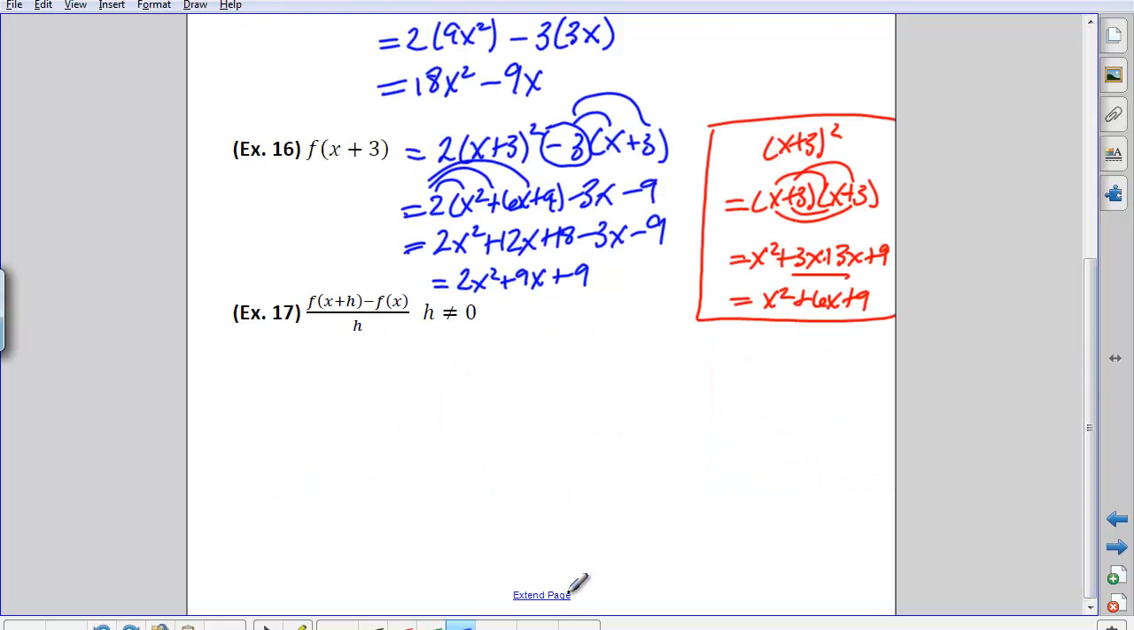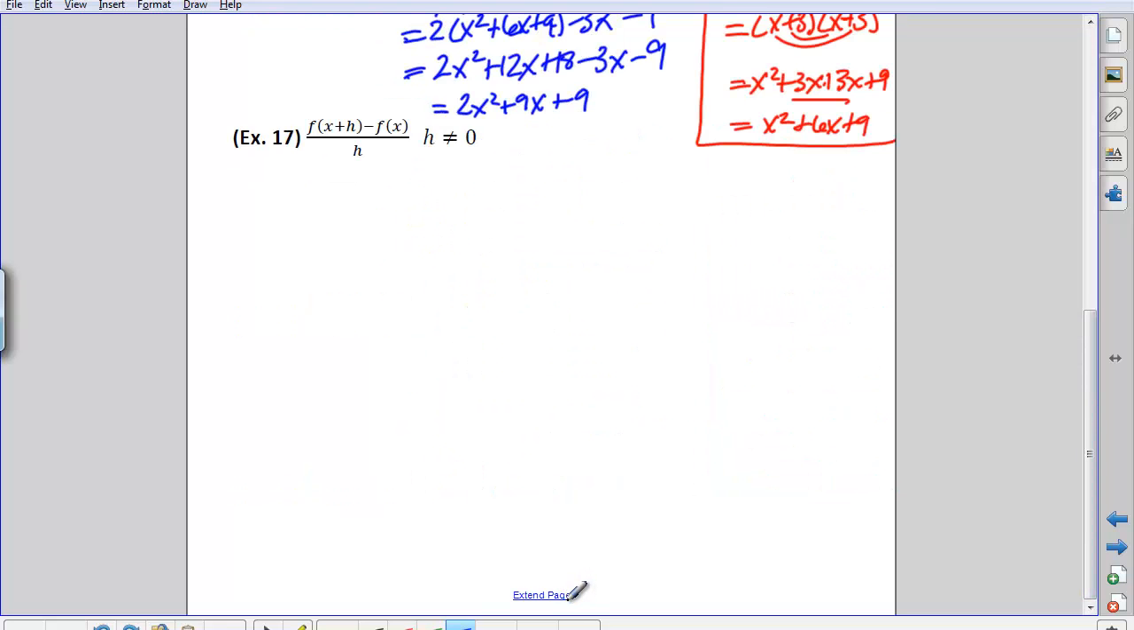17 is the last one in this set. Now this one's a little, I'm going to get some space here. This one is a little frightening to look at. Let me just rewrite this a little bit larger. F of x plus h minus f of x divided by h, when it says h is not 0. Okay, the only thing that does is just make sure we're not dividing by 0 there on that denominator.